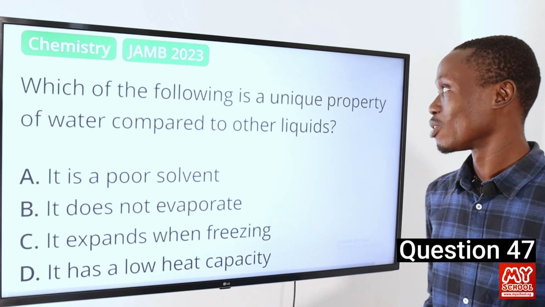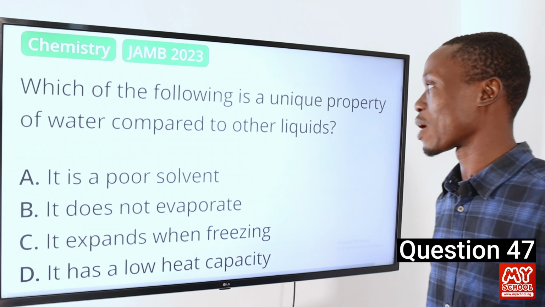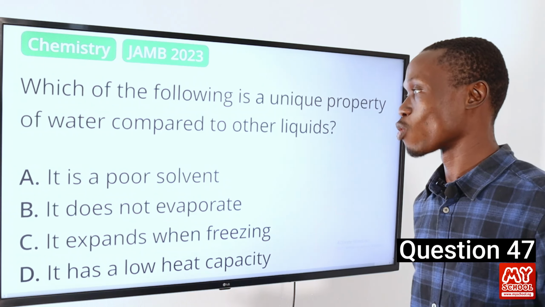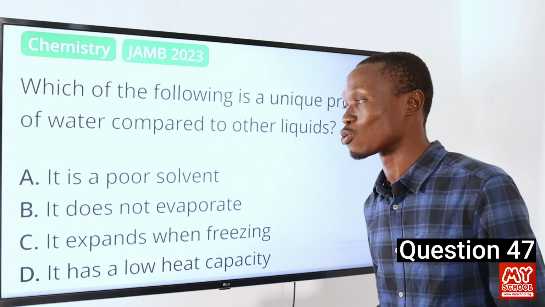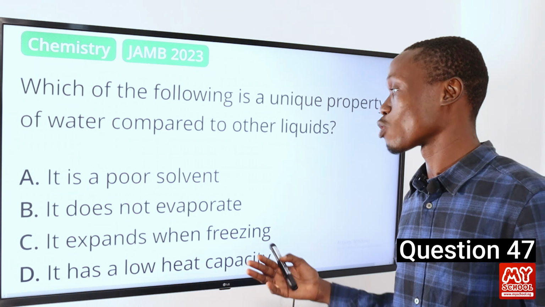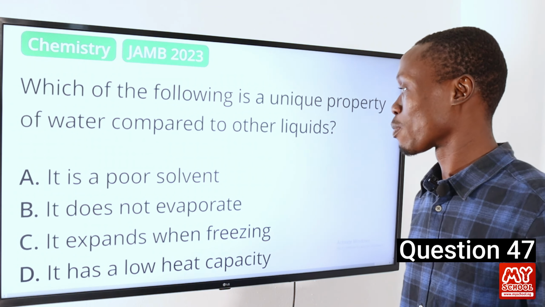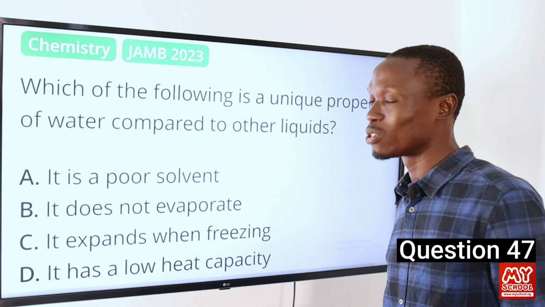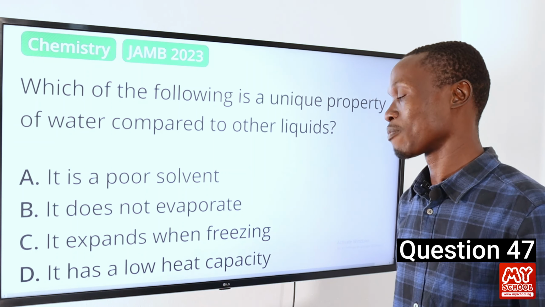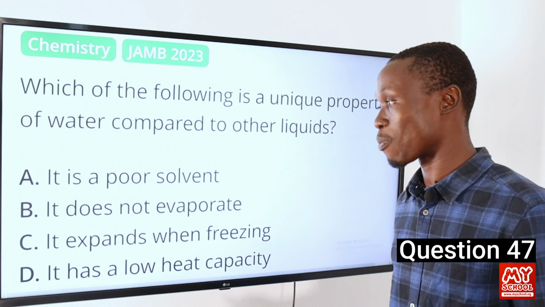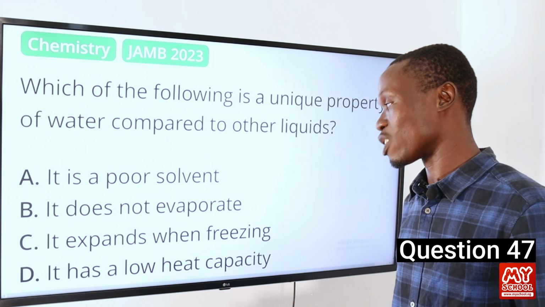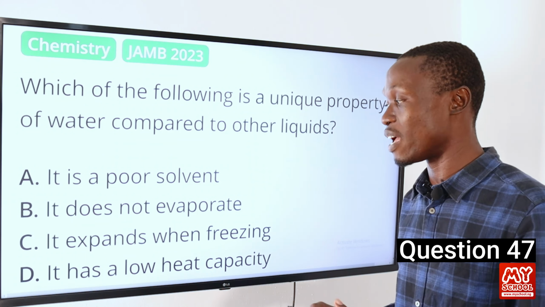Question 47. Which of the following is a unique property of water compared to other liquids? Option A, it is a poor solvent. No, water is usually referred to as a universal solvent because most substances can dissolve in water. Option B, it does not evaporate. Water evaporates, and that leads to the formation of cloud. Then option C, it expands when freezing. Yes, water expands when freezing.